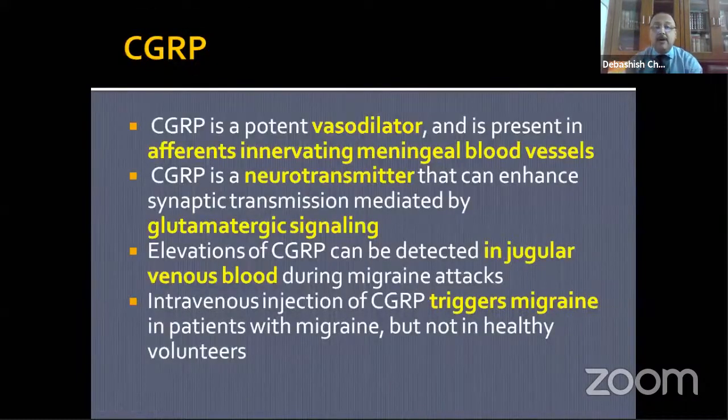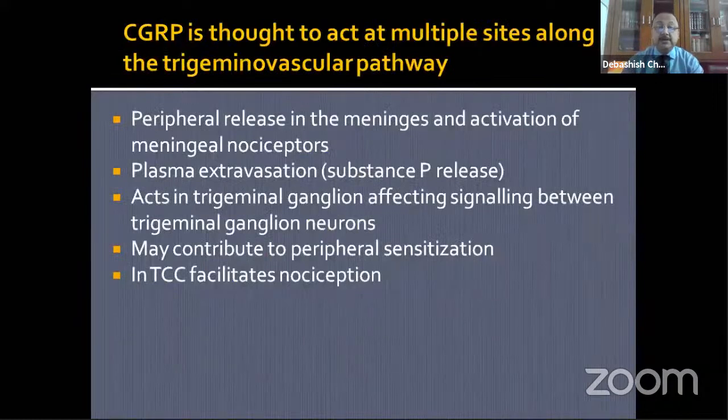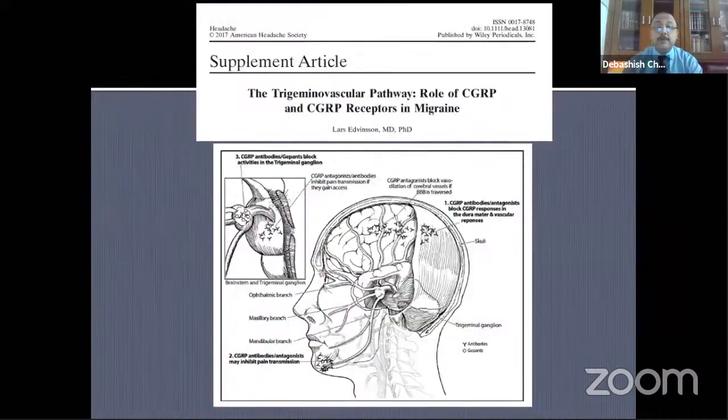Now, one important component is CGRP. As I said, it's a potent vasodilator, and it is a neurotransmitter that can enhance the synaptic transmission mediated by glutamatergic signaling. Elevations of CGRP can be detected in jugular venous blood during migraine attacks. An intravenous injection of CGRP can trigger migraine in patients with migraine, but not in normal persons. So all this suggests that CGRP has a very important role to play, and it acts on various levels in the trigeminal-vascular pathway. Therefore, it makes a strong candidate to be modulated, blocked, or modified by drugs, which Dr. Ravi Shankar is going to talk about.